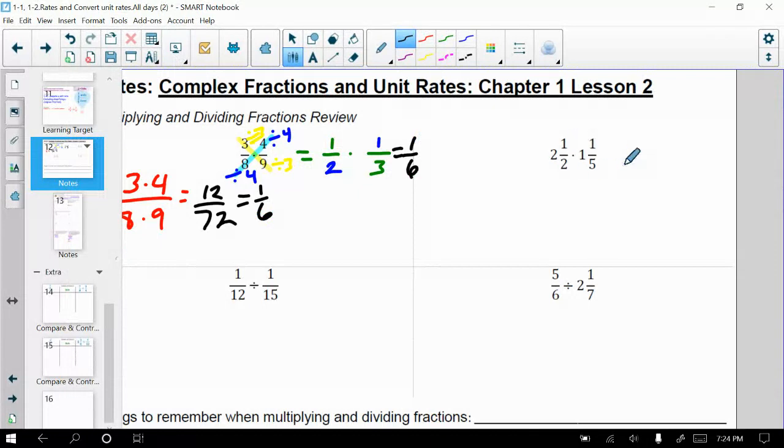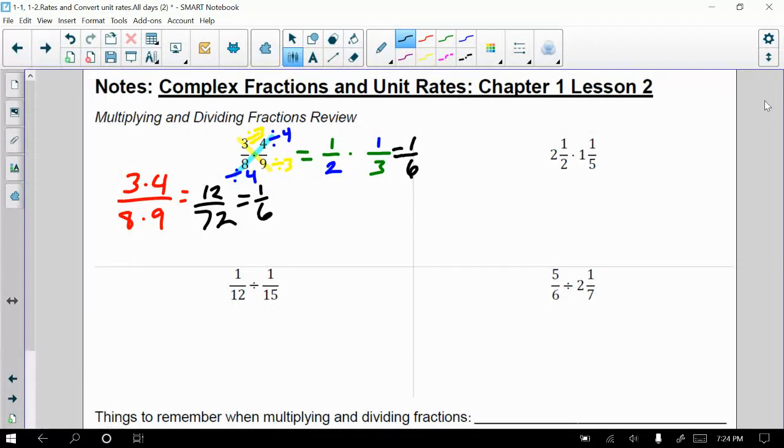Okay. So then when we have this one over here, we need to actually go into it, and we remember we cannot multiply by mixed numbers. So we have to come in here and convert. Take your 2 times 2 and then add your 1. That's 5. So we really have 5 halves times, and then take our 1 times 5 and add 1 to get 6 fifths.